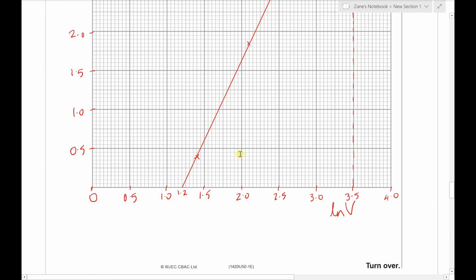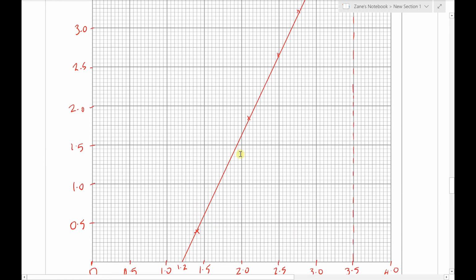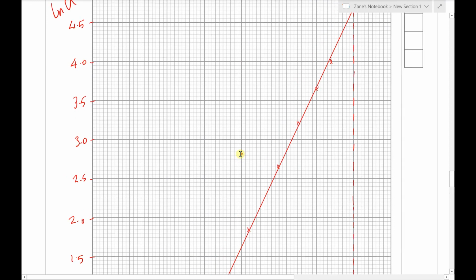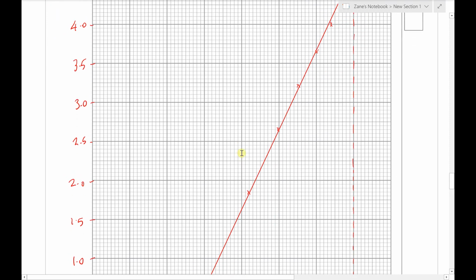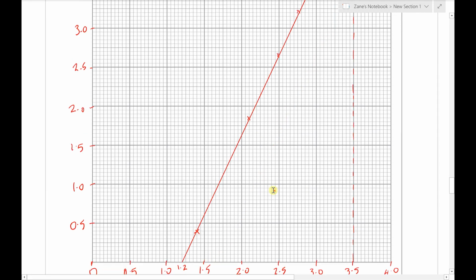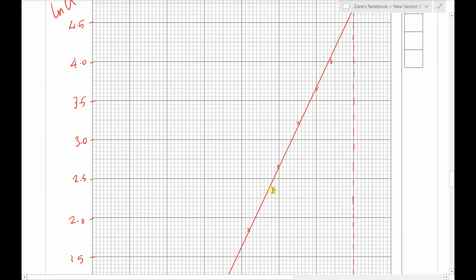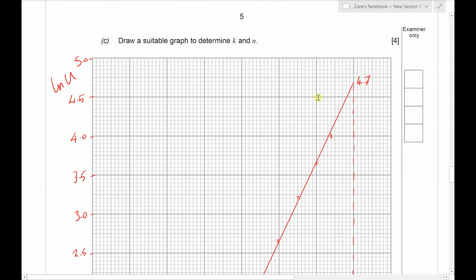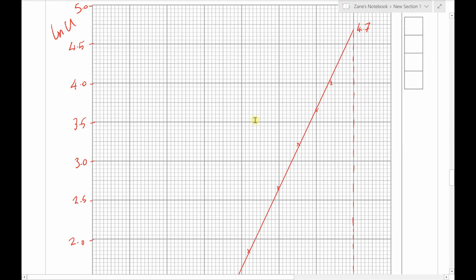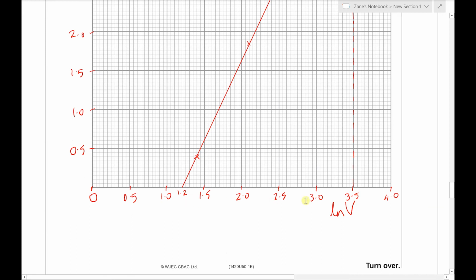So take care in plotting the points, and then make sure that you do a good line of best fit through them. So if you're missing points, try to have a few points above the line and a few points below the line, and go ahead and plot that. I've also extended a line a little bit. I've marked this top ordinate as 4.7 on the log U axis so that I can find the gradient of this line in a moment by using a very large triangle.